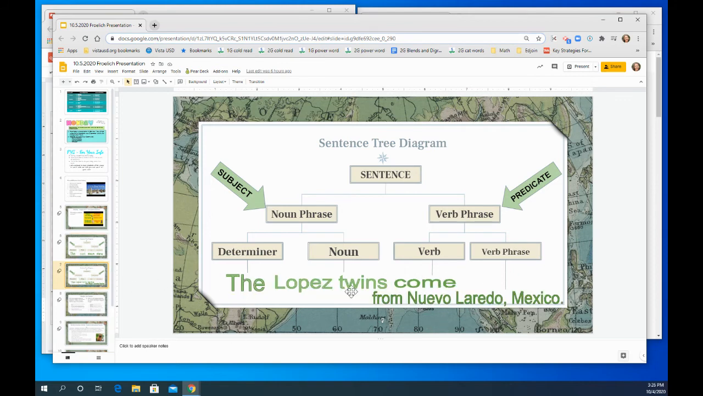And then we have another example. This one's a little longer. So you think about it this way. Who is the sentence about and what are they doing? Subject, predicate. The first says, the Lopez twins come from Nuevo Laredo, Mexico. So who is the sentence about? The Lopez twins. And what is it they're doing? It says come, and then it has more in that verb phrase. Come from Nuevo Laredo, Mexico. That's the predicate in that sentence.